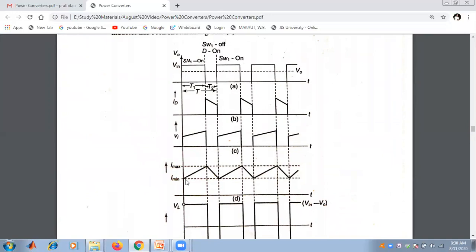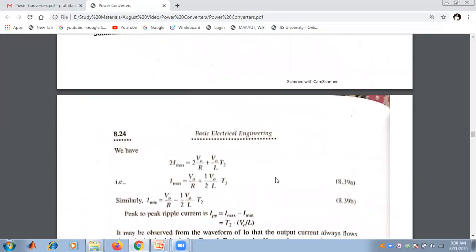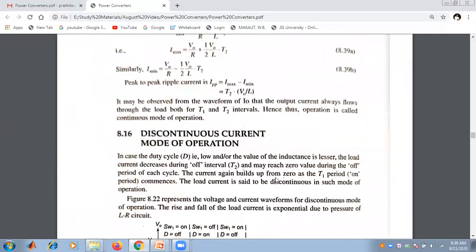We can say that there is a continuous mode of operation. There is no discontinuity of the output current. This is the output current that we are obtaining, and it goes from the minimum value to the maximum value. From the graph, this is called the continuous current mode of operation of the buck converter.